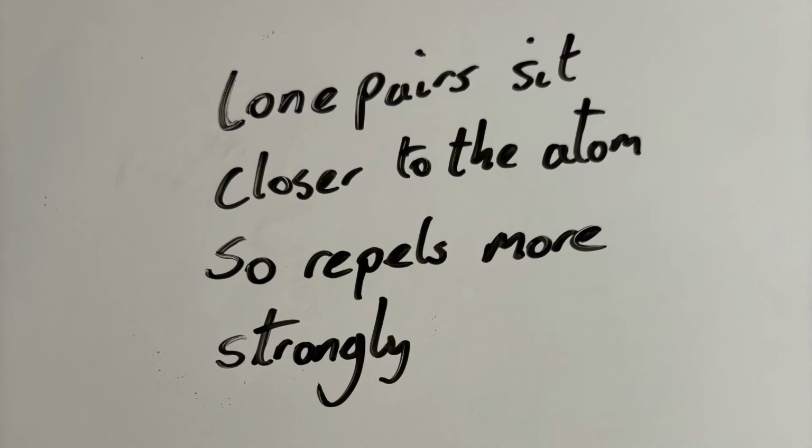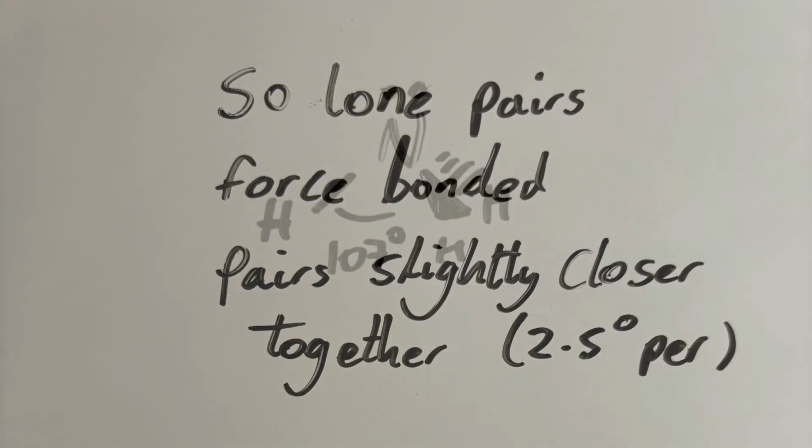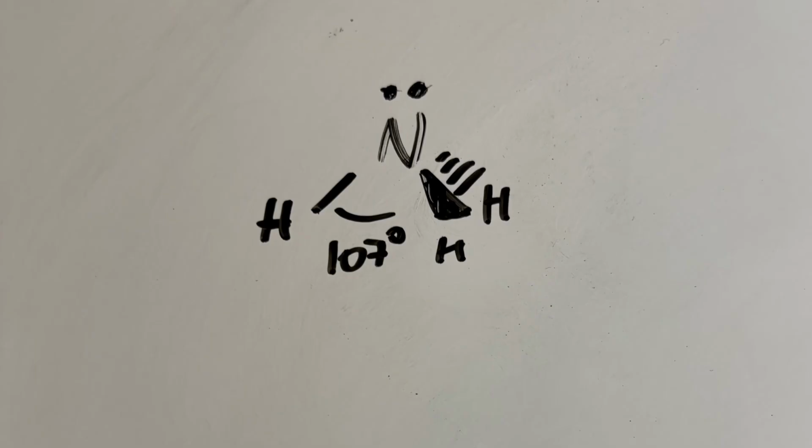But just be aware, not all tetrahedral shapes have a bond angle of 109.5 because of lone pairs. Now, lone pairs are any pair that aren't used in bonding. And because they're not used in bonding, they sit closer to the atom, and so they repel other electrons more strongly. And so they force the bonding electrons closer together by about 2.5 degrees per lone pair. So here's an example of ammonia. Ammonia has 1 lone pair, but it's tetrahedral, so the angle is 107 because it's 109.5 minus 2.5.